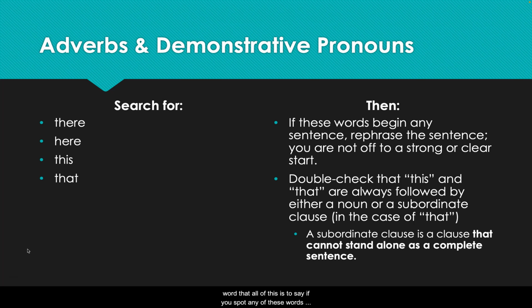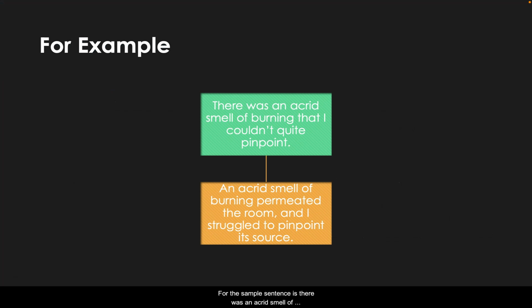All of this is to say, if you spot any of these words, there, here, this, and that, within your essay, you want to make sure that they are doing what you need them to be doing and that you're not overusing them. Let's take a look at an example that can be revised productively. The sample sentence is, there was an acrid smell of burning that I couldn't quite pinpoint. This sentence can be productively revised: an acrid smell of burning permeated the room, and I struggled to pinpoint its source.